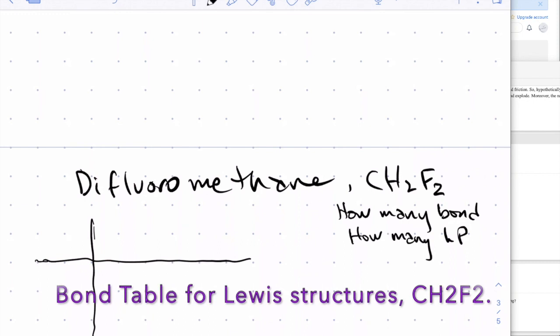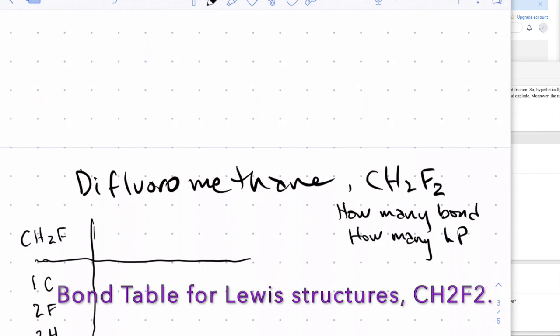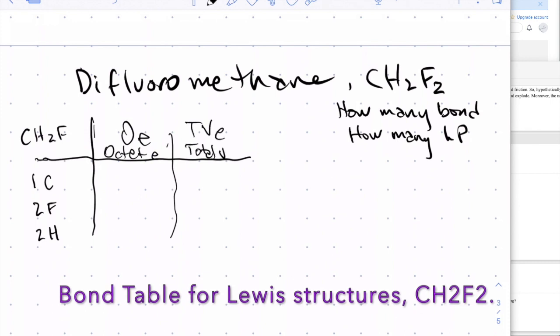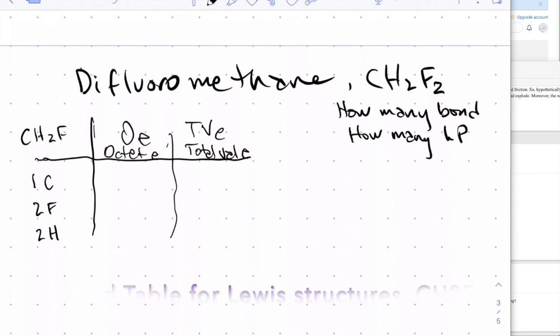So in this corner we write the formula CH2F2, then we determine the number of atoms, 1 carbon, 2 fluorine, and 2 hydrogens. Then we have 2 columns. One's called OE. This stands for octet electrons. And then the other is TVE. This stands for total valence electrons. The octet electrons are the number of electrons that an atom would contain if it had the same number of electrons in its valence shell as the closest noble gas.